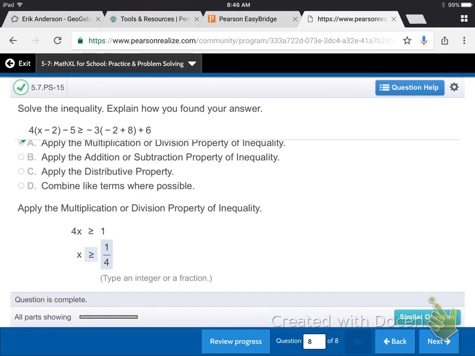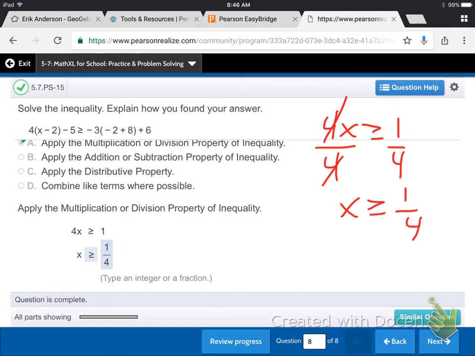And finally, here is the very last step. When we take our inequality 4x is greater than or equal to 1, and we divide by 4 on both sides, 4's cancel, we bring down the x is greater than or equal to 1 over 4. There we go, right there. And no parts left. All parts are showing. So great job, boys and girls. We figured that one out.